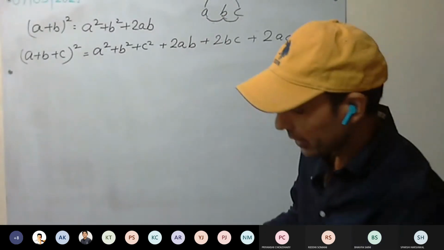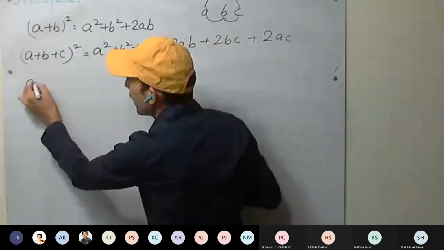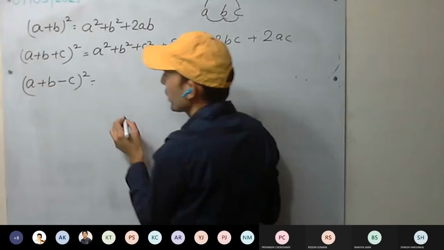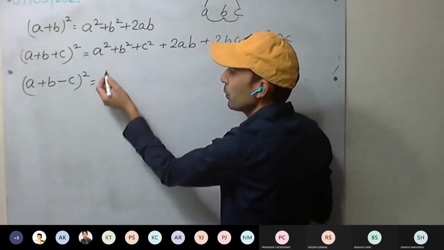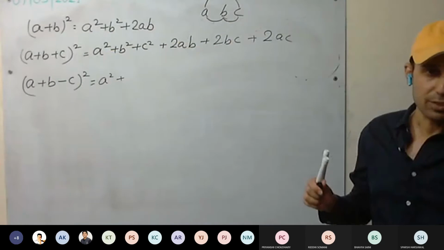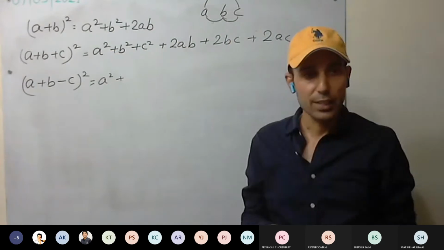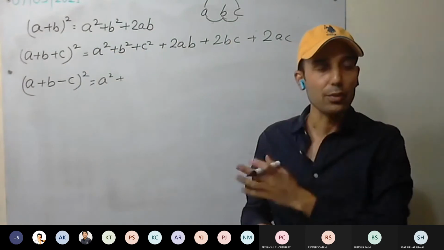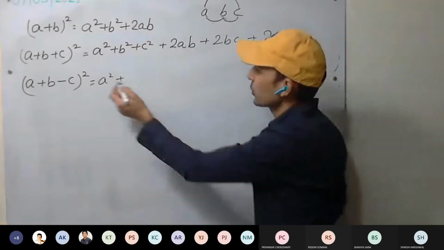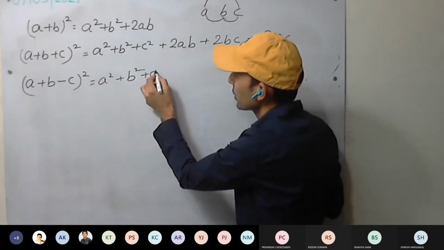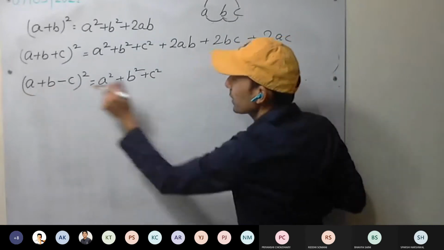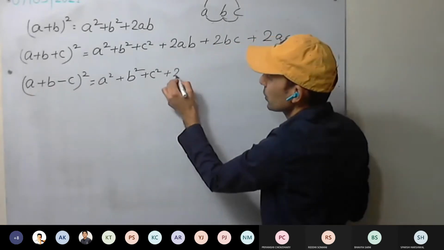For example, it is given A plus B minus C the whole square. What are you going to write? Here there will be plus only, because the square of a negative number is positive. Square of any number you take will always be positive. So A square plus B square plus C square. Now 2AB, both are plus, so plus 2AB.